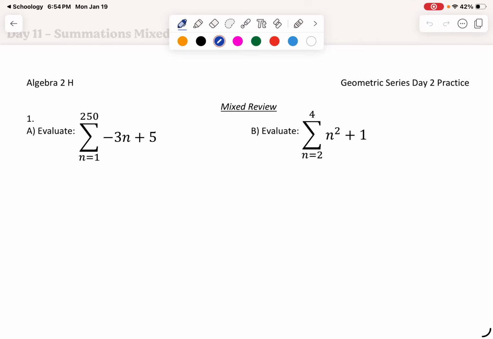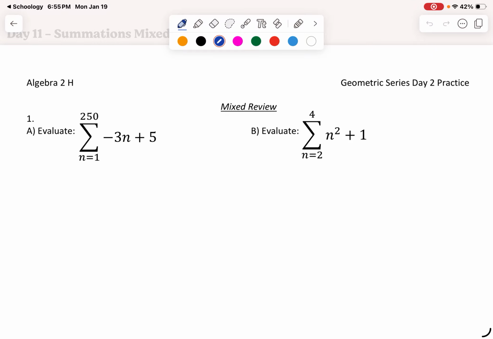Hello, hello. The title of this says Geometric Series Day 2 Practice, but really it's just a mixed review. So if you want to try this whole thing by yourself, if you get stuck on anything, you want to fast forward through this at any point just to see a certain problem done, by all means do so. There will also be an answer key posted, but this is all stuff that we have learned. It is a mixed review.